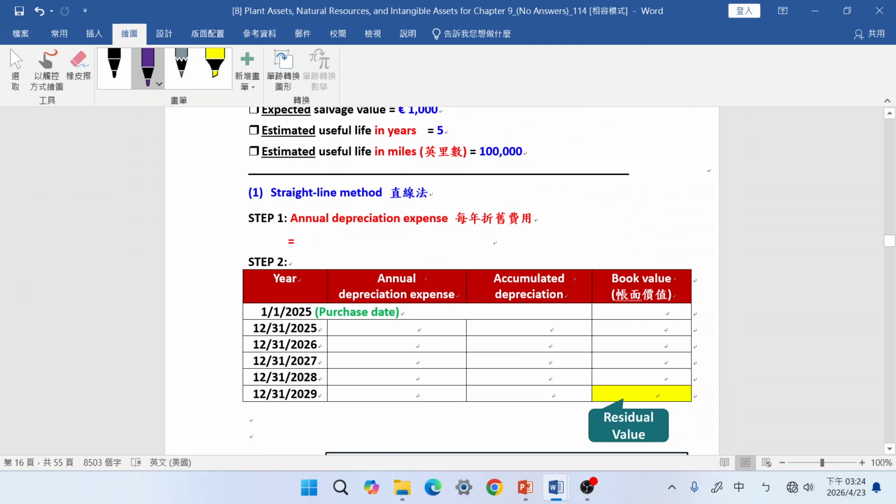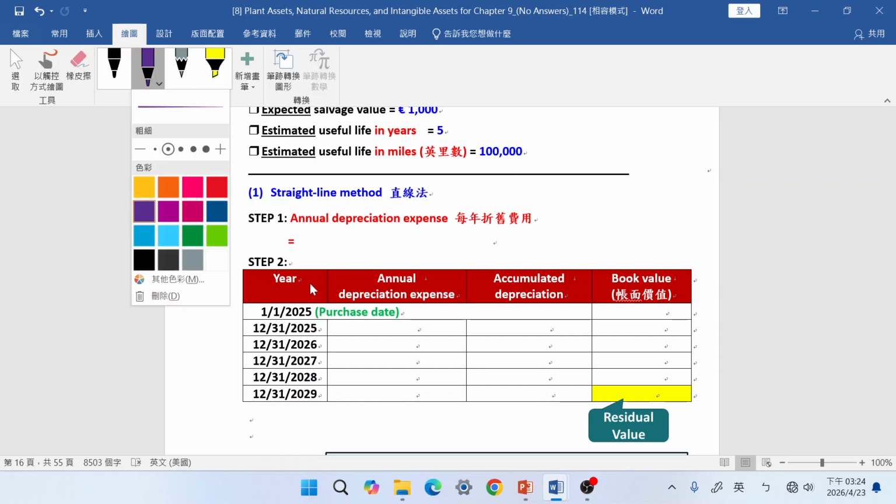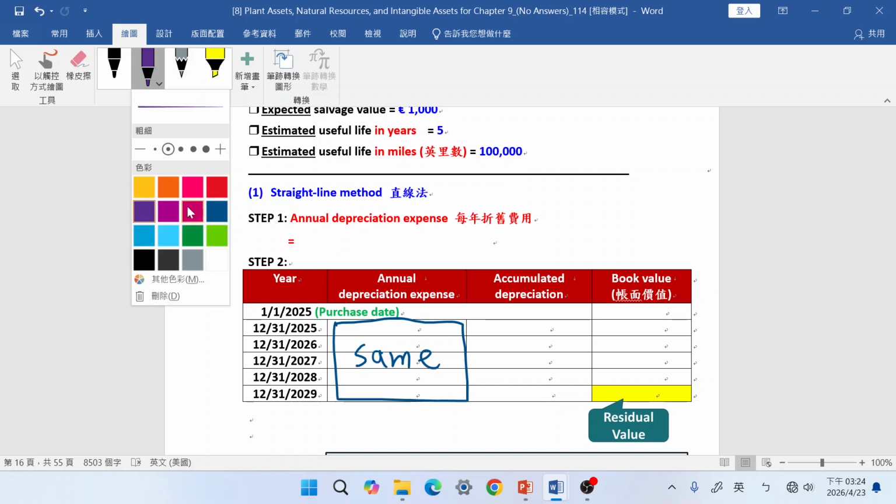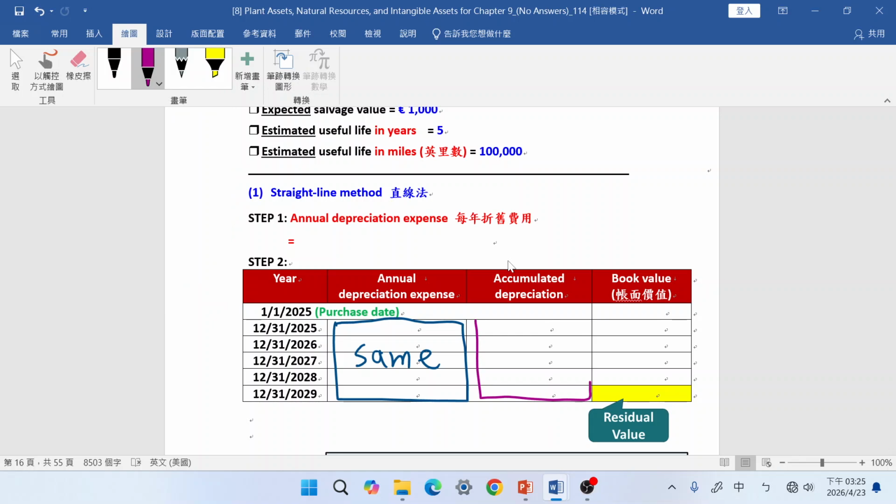So when I use the straight line method, the first column right here is about depreciation expense. So what's our expectation? We think they should be the same, right? Because we use the straight line method. So each year should get the same amount, okay? How about the second column? The second column is about accumulated depreciation, 累积折旧. So what does it mean? It's our depreciation expense over the years.